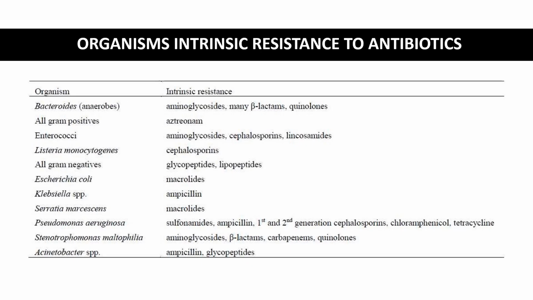Also, it needs to be borne in mind that some organisms have natural or intrinsic resistance against some antibiotics. For example, enterococci, a common hospital-acquired pathogen, are resistant to aminoglycosides, cephalosporins, and lincosamides on a natural basis, and these are commonly prescribed empirical antibiotics. So this is a serious concern. To prevent the resistance, we need to prevent enterococcal infections.